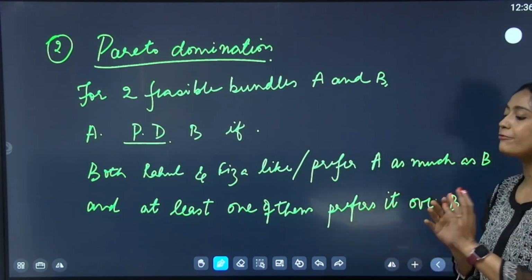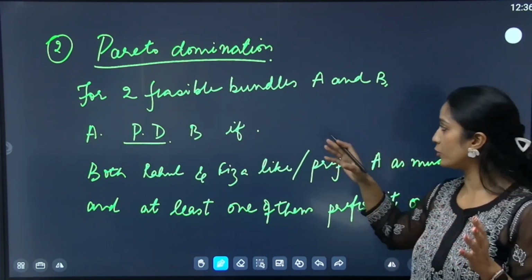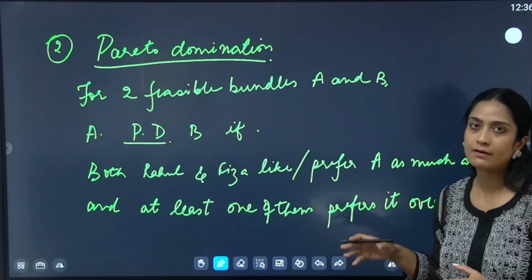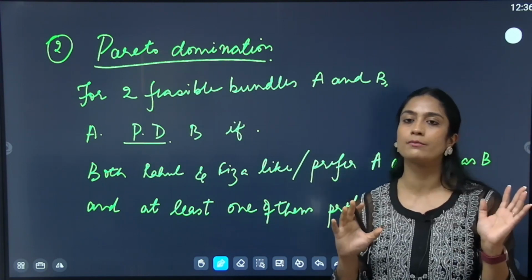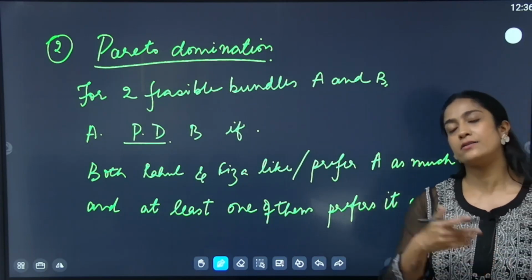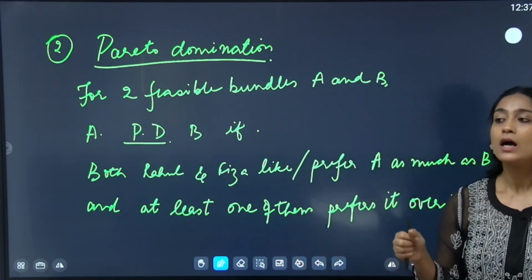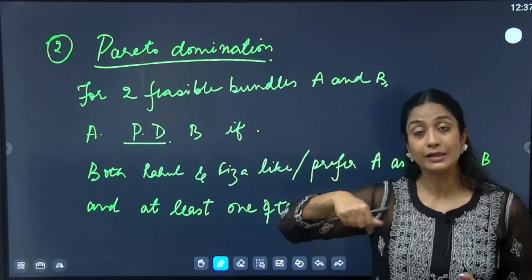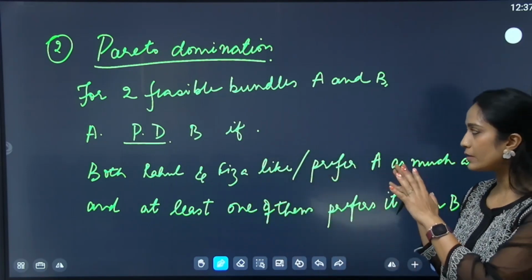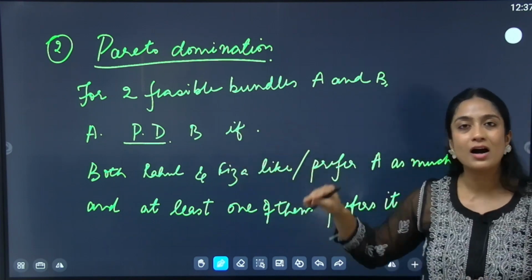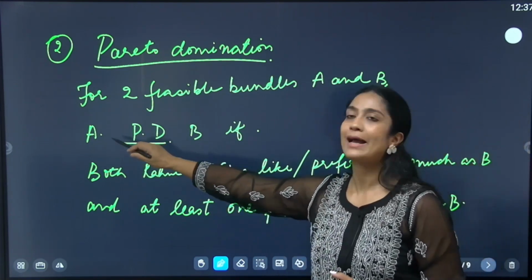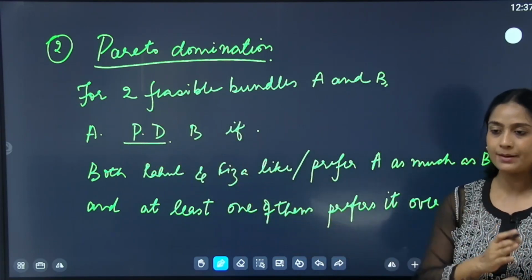So essentially, suppose there are two bundles, two allocations A and B. Suppose Fiza is indifferent between A and B, so she gets the same utility under allocation A as under allocation B. But Rahul prefers A, because he has a better bundle which gives him higher utility at A rather than B. So then we say that A Pareto dominates B.